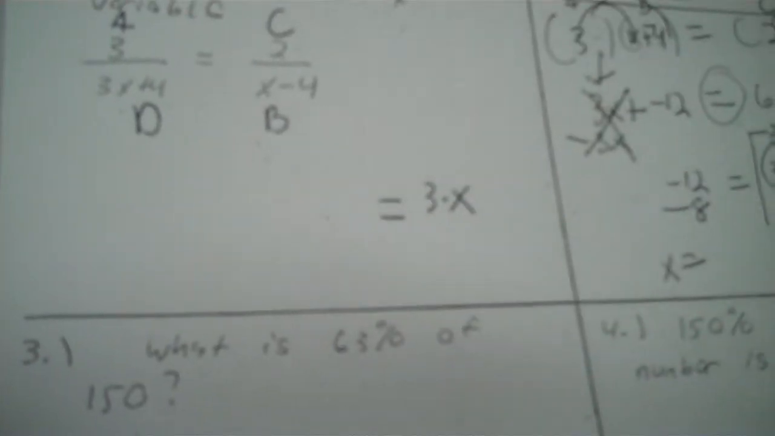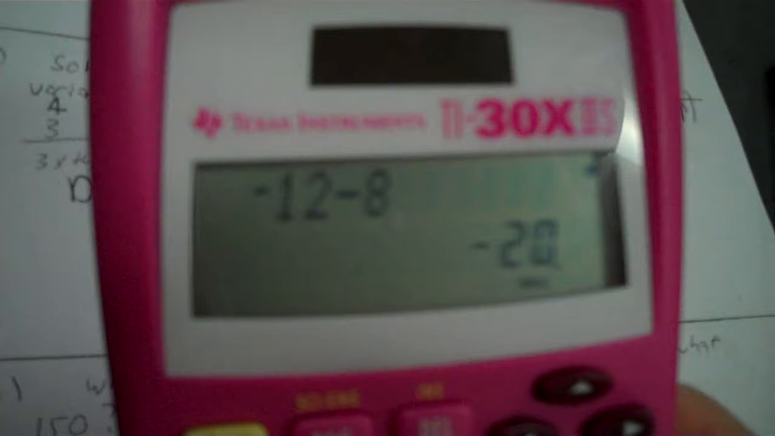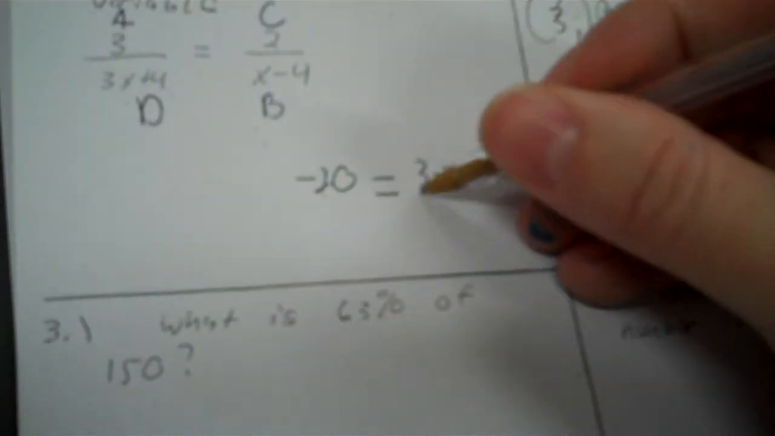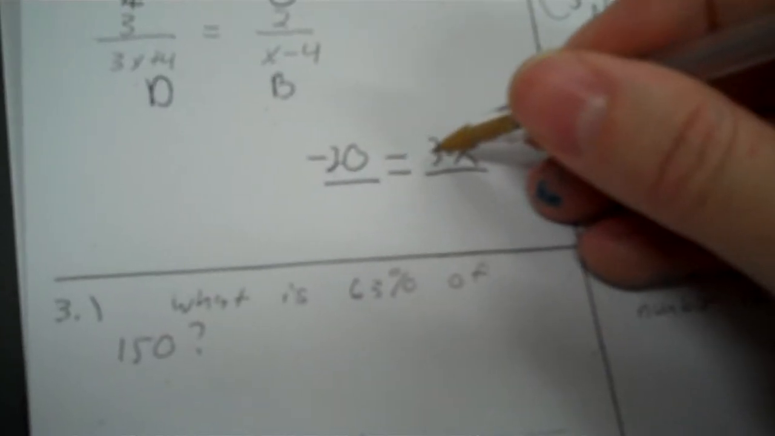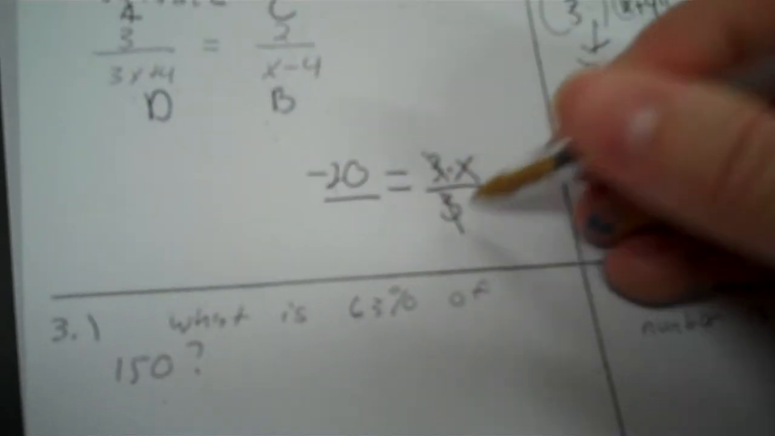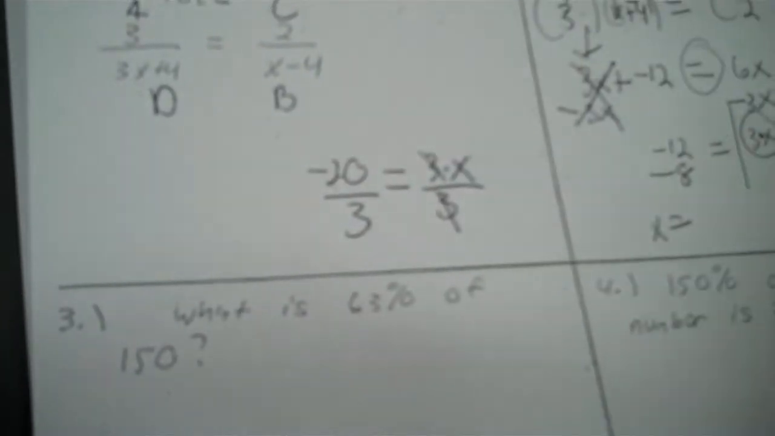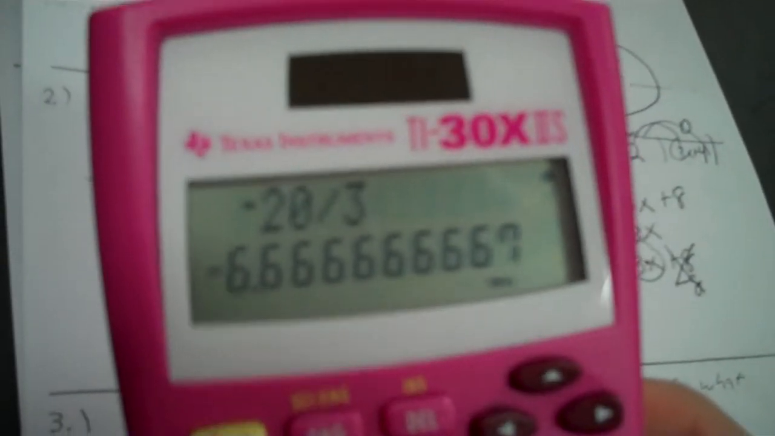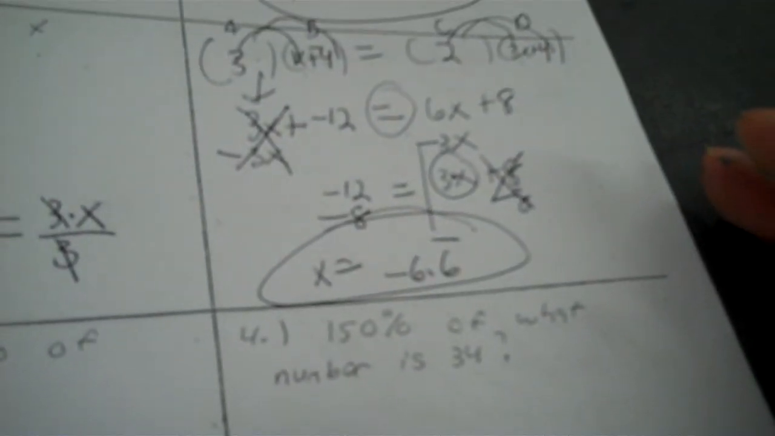So over here, you got 3 times x, and over on the other side, we take negative 12 minus 8, and that's negative 20. Now the last thing I do is divide by the factor of 3, because I want the x by itself. So negative 20 divided by 3 is negative 6.6 repeating. So I'm fine with a decimal like that.